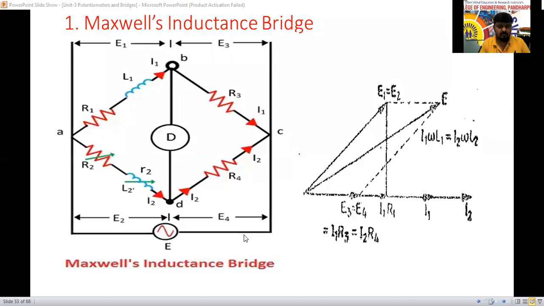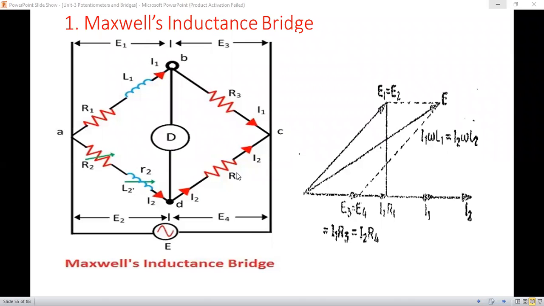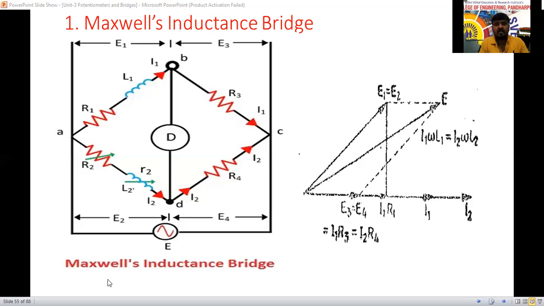Yes, sir. Okay. So the Maxwell bridge we are going to use for the measurement of self-inductance only. It is an advanced form of the Wheatstone bridge, but it has two types. One is the Maxwell inductance bridge. Based on this, Maxwell derived this bridge for the measurement of self-inductance, so the name Maxwell inductance bridge came.